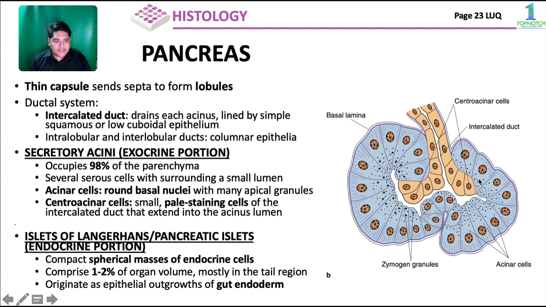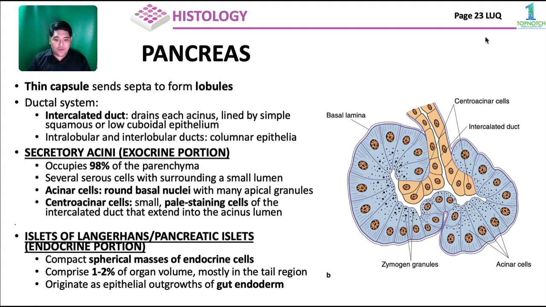pancreas. Your acinar cell now will secrete your exocrine secretions. And then, what is special here in the pancreas is you have your centroacinar cells, which is in connection with your intercalated duct. Now, you have your islets of Langerhans. These are your pancreatic islets. This is the endocrine portion.